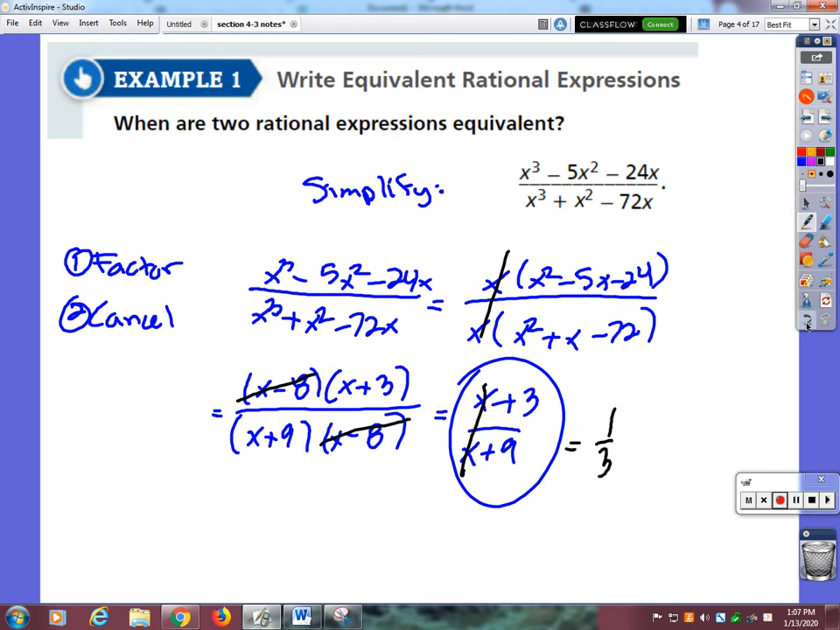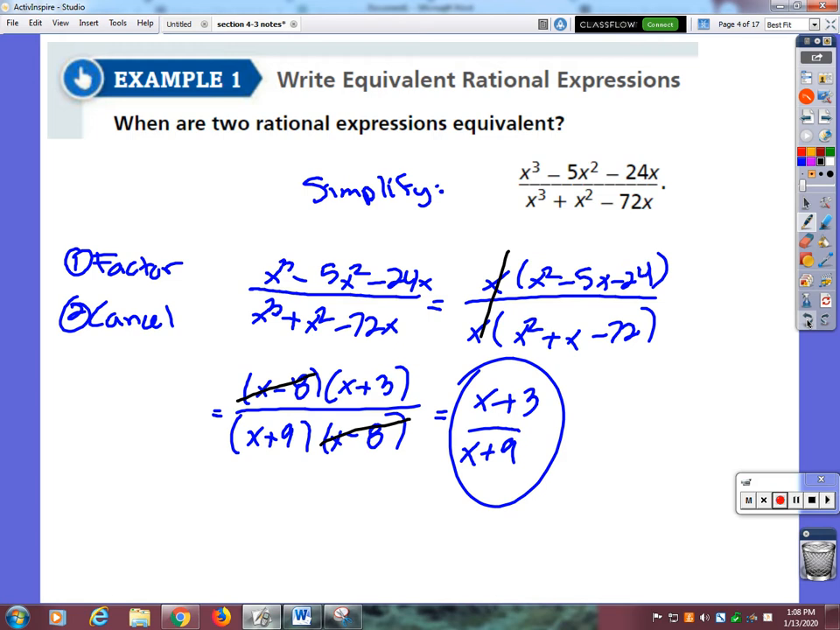Okay, so I have a couple different ways to talk to you about that. First of all, canceling is what math operation? Division. Division is the inverse of what math operation? Multiplication. So you can only cancel when you're multiplying, right? So this is x minus 8 times x plus 3. This is x plus 9 times x minus 8. So since those are being multiplied, I can do the opposite and cancel them out. That's why we have to factor first, because that's turning it into a multiplication problem.